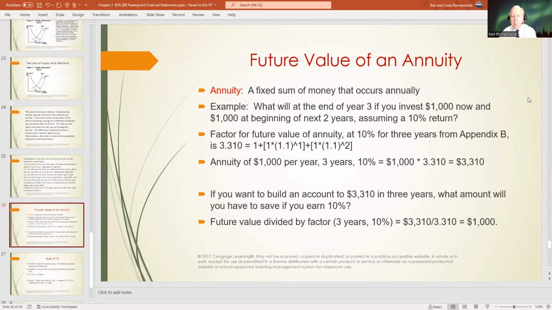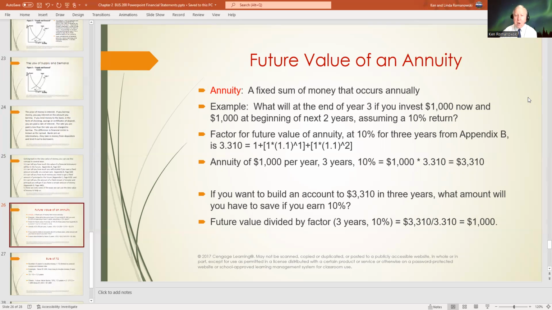So at the end of year 3, if you invest $1,000 now and $1,000 at the beginning of the next 2 years, assuming 10%, how much will that be? So you're looking to see how much you're going to have at the end of 3 years. 10% a year is being earned, and you're putting money 3 times into this future value, this annuity.